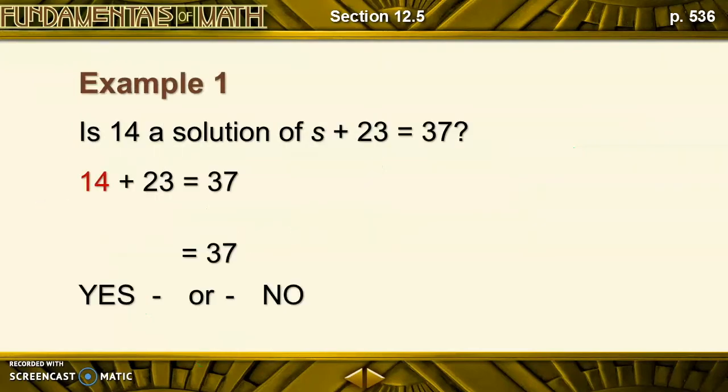Example number 1 says, is 14 a solution of s plus 23 equals 37? Now, I do know that s, a letter in this case, is a variable. And a variable can represent any number that it wants. And what we're going to ask specifically is, if s is equal to 14, is this true? So let's go ahead and identify our variable. We're going to substitute. 14 is going to replace s. And we're just going to go ahead and add 23 plus 14. If I add that, I get 37.